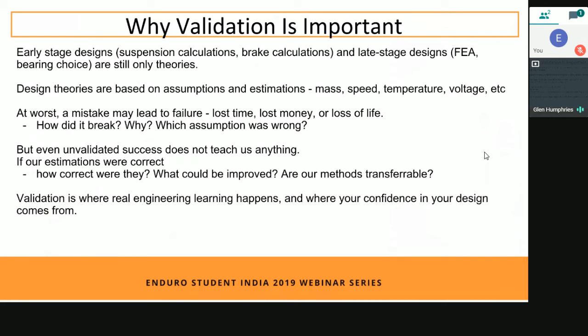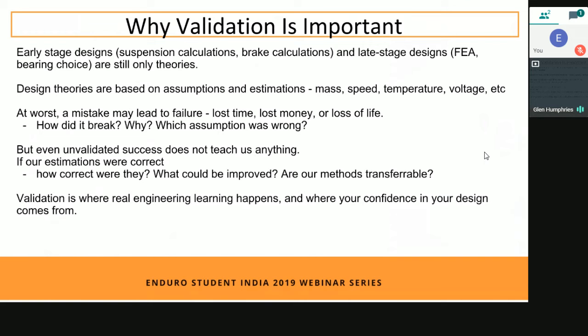Why did it break? And which of our assumptions was wrong? If we take it that we never build a product that we know is going to break, so we always assume it was going to work in the first place, which one of those assumptions has gone wrong? Which one of our estimations of how heavy something's going to be, or how much it's going to accelerate, or what voltage it's going to put out, which one of those was wrong?